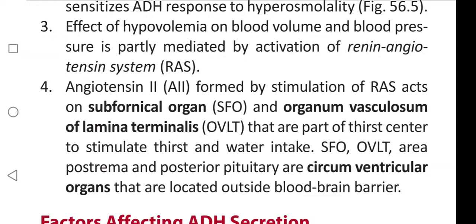SFO, subfornical organ, OVLT, organum vasculosum of lamina terminalis, area postrema and posterior pituitary are circumventricular organs that are located outside the blood-brain barrier.